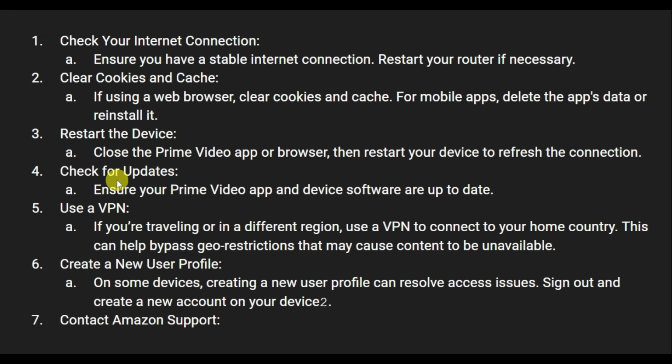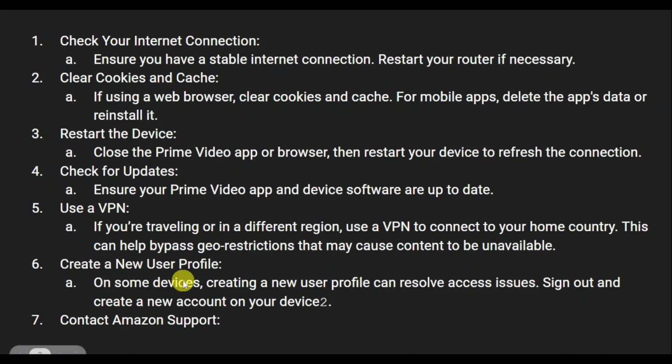You can also use a VPN if you're traveling or in a different region. You can use a VPN in order to connect to your home country if you want, or to another country. This can help bypass any restriction that may cause content to be unavailable.